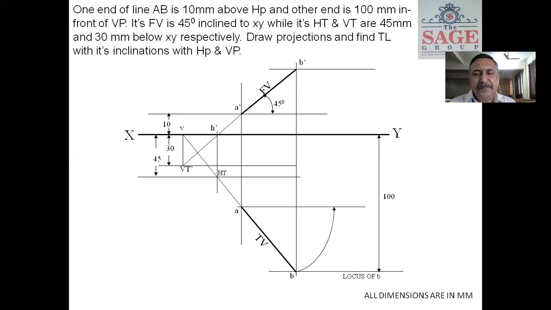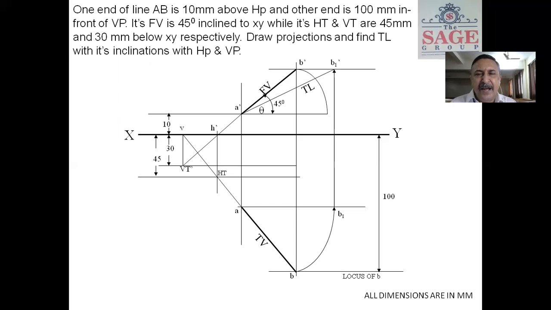First, we rotate the top view. We get a point B1. Then we project it, as we draw the locus from B dash earlier, and we get point B1 dash. Now we join B1 dash to A dash. So this is our angle theta, and this line gives us the true length.